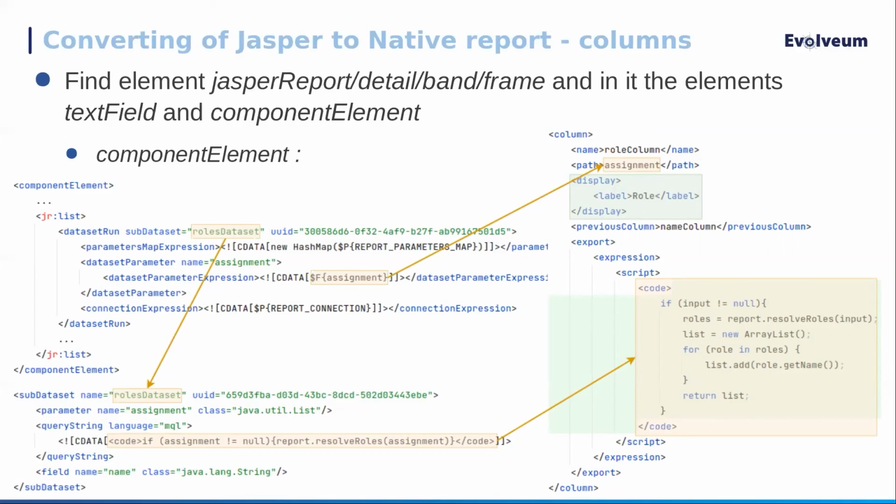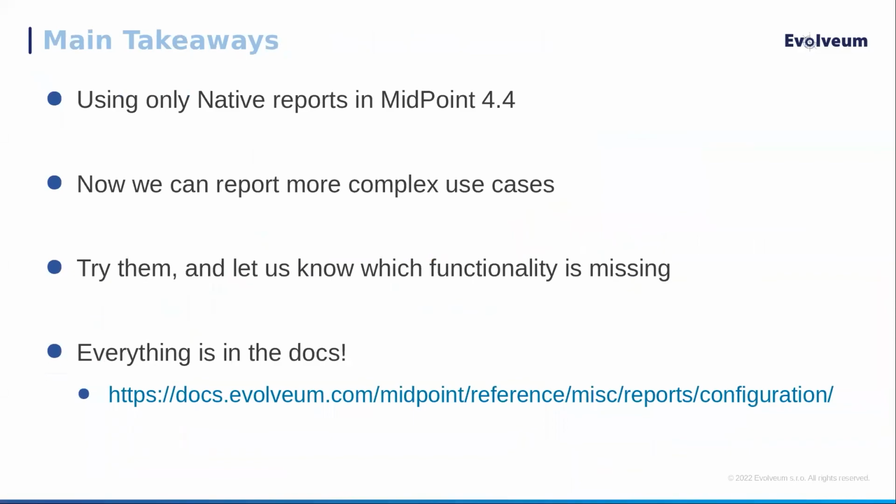That's all, and we can save and run our new report. So to conclude, using only native reports in MidPoint 4.4, all Jasper reports were removed. Using native reports is really strong. Please have a look, try them, and let us know. We are curious, especially about your experiences with the new reports, and we want to know if you're missing some functionality.